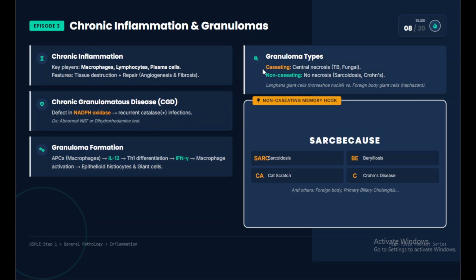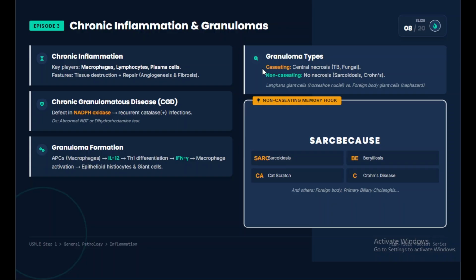Now, if we talk about granuloma types, they are basically divided into two types, depending on whether they have central necrosis or not. The first type is caseating granulomas, in which central necrosis is present, and caseating means cheese-like center. Classic causes of caseating granulomas are tuberculosis and fungal infections. On histology, you will see epithelioid macrophages plus Langerhans giant cells having horseshoe nuclei.